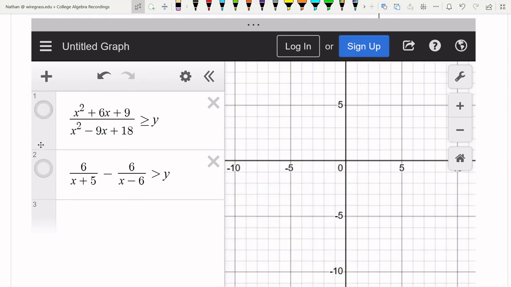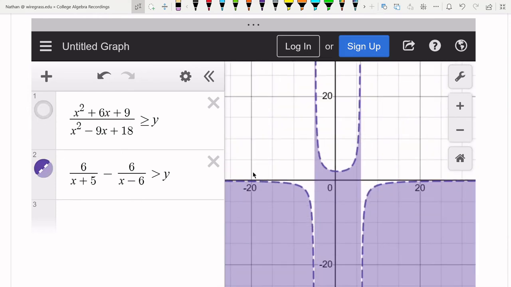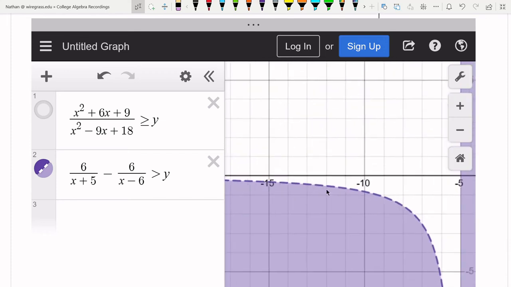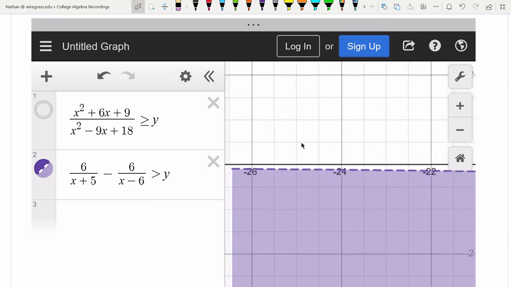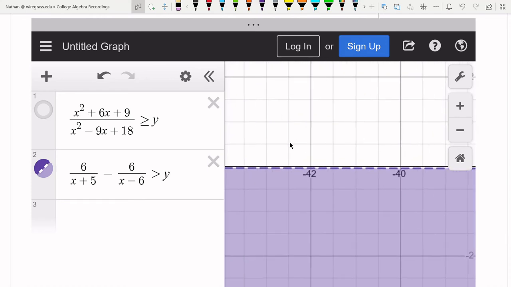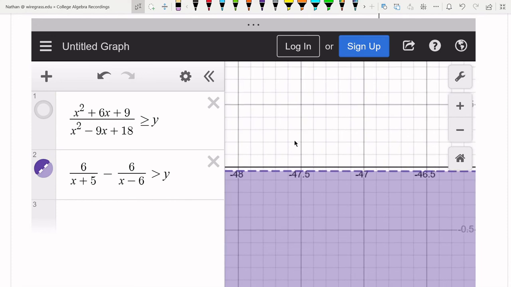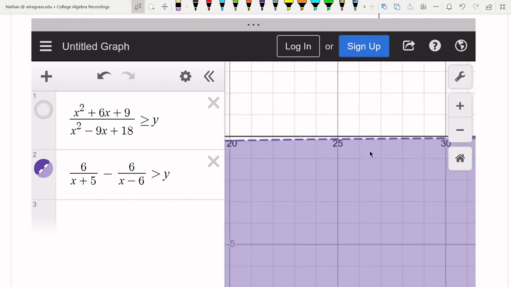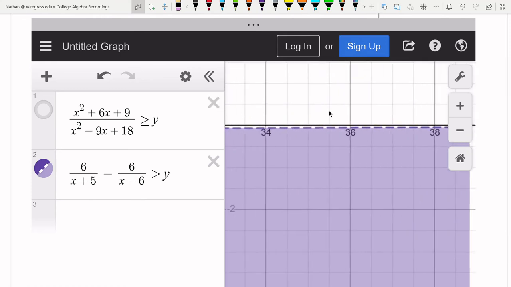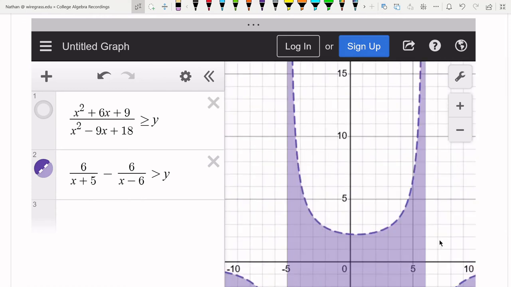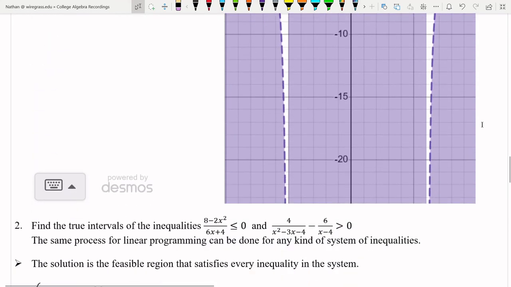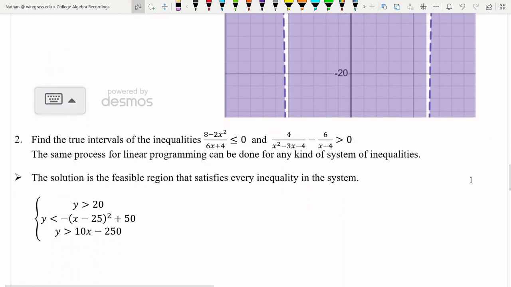Okay, so the next one, you can see that the interval that's shaded here is from negative 5 to positive 6. And this thing looks like it might cross it, but it actually never will. It'll get closer and closer to it, but it will never cross it, as you go to the left and as you go to the right. So the only interval that it's defined on is this one here, negative 5 to 6, just like we found algebraically. Okay, give it a try in number 2.